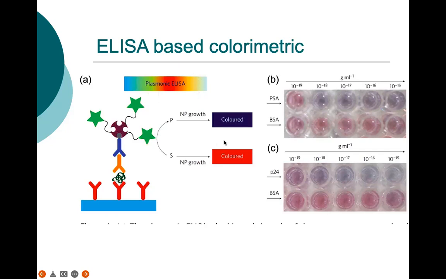So why is it called plasmonic? Because it is the color change. The color change can be tuned so that you can observe blue color is positive, whereas red color is negative. And it can be quantified. And you can see that the sensitivity is very low.